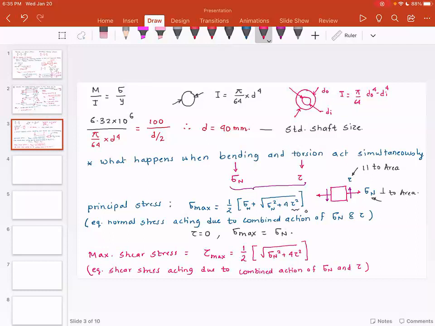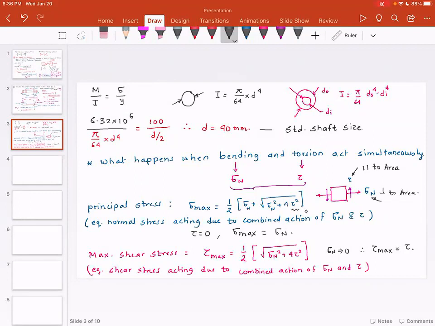Now again, you can perform the same thought exercise. If you assume in this equation sigma n is equal to 0, then you will see tau max is equal to tau, which means when there is no normal stress, the maximum shear stress is the shear stress itself. And remember this interpretation because this is very, very useful.